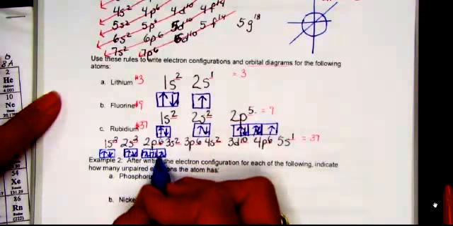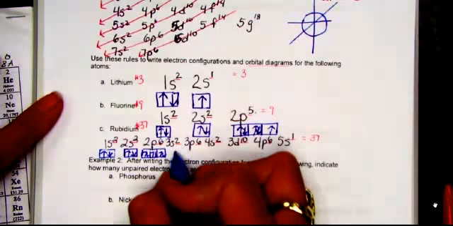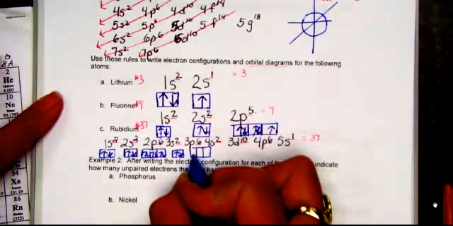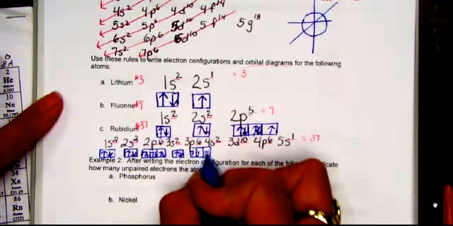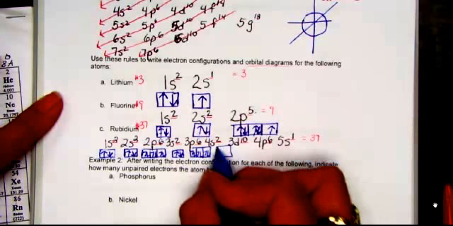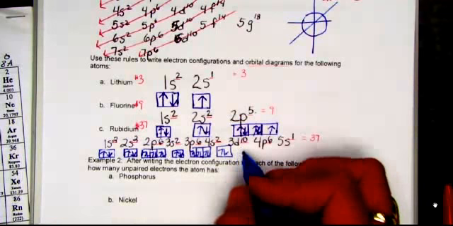1, 2, 3, 4, 5, 6. So all spinning in an opposite direction. 3s2, 3p6, 1, 2, 3, 4, 5, 6. 4s2. Now with the d's, we've not drawn one like this yet.